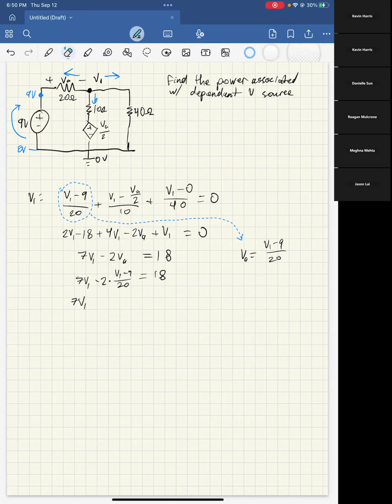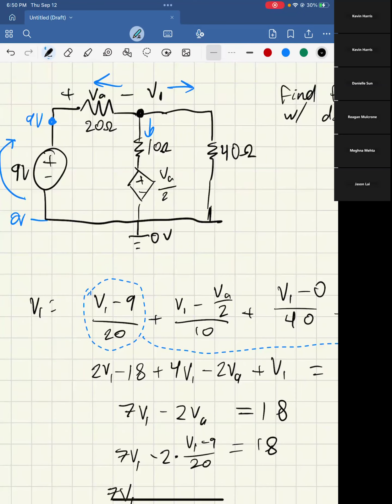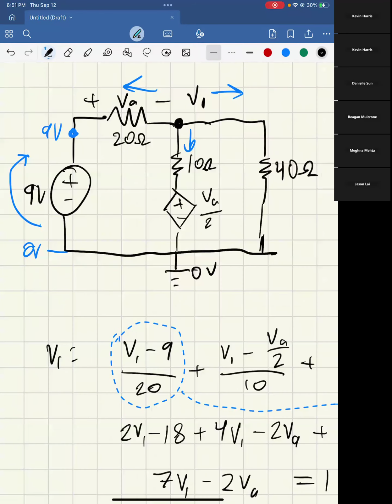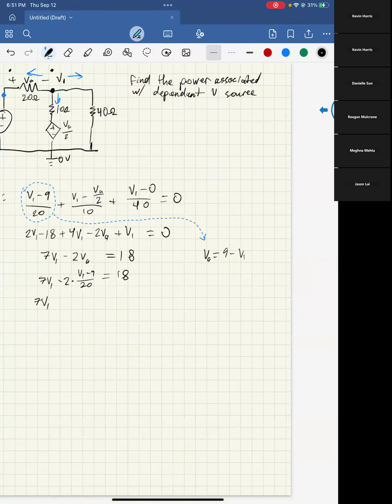Oh wait, no, I did a little hiccup there. It's asking for VA, not the current through that resistor. So VA is just going to be V1 minus 9, the voltage difference across it. My bad, one more time. It asks for the voltage difference from left to right. The left is positive, the right is negative, so actually it's going to be 9 minus V1. That's the final answer, believe me this time.